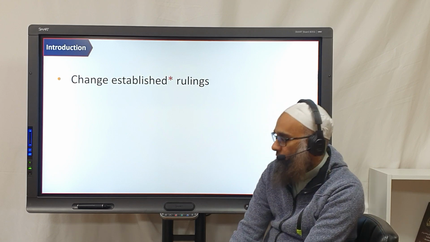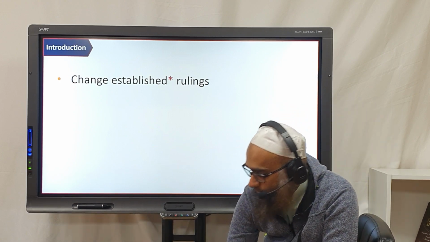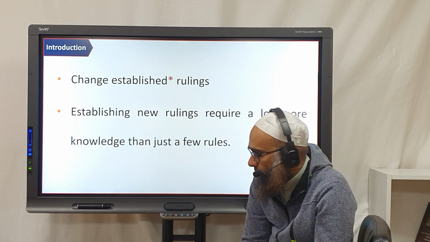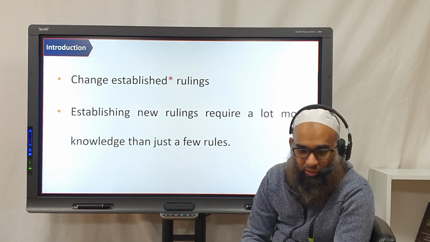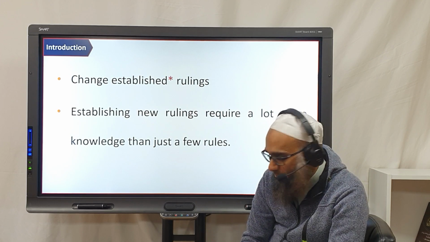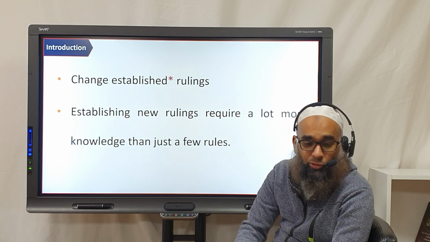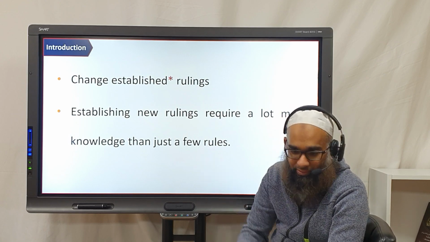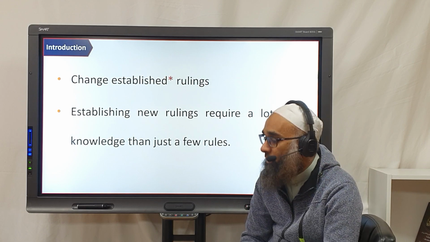Everybody with me so far? Everybody following? Yes. Any questions? Okay. And when we have new rulings, when a new masala comes out, for example Bitcoin or cryptocurrency, this is what these rules are used for. We can't just say, well, I learned one rule here. You would have to know many masail of fiqh, many rules of fiqh.